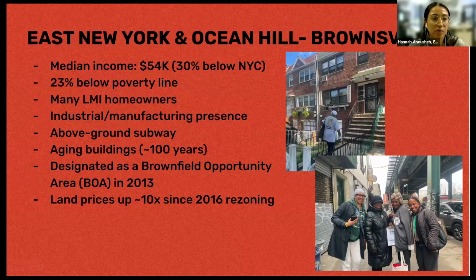And our members are residents of East New York and Ocean Hill, Brownsville, two working class neighborhoods in Brooklyn that are predominantly Black, Latino, and South Asian. And there's a lot of low and middle income homeowners in the neighborhood. There's also a significant industrial and manufacturing presence. And there's 2 above ground subway lines that run through the neighborhood, and there's debris that comes from that. And just in general, there's a real aging housing stock. Buildings are over 100 years old across the neighborhood.